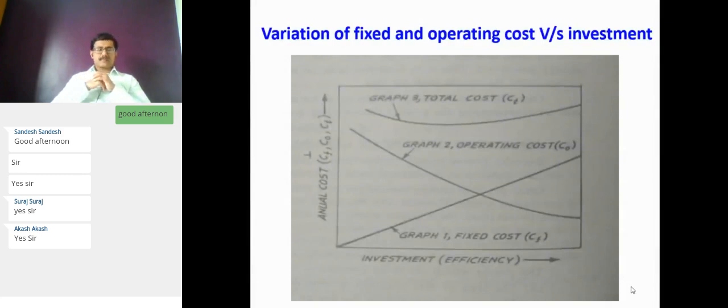On the y-axis, the different types of the annual costs are taken into consideration. The 3 costs are mentioned in their bracket on the y-axis. CF, that is the fixed cost, CO operating cost, and CT, that is nothing but the total cost. So draw this diagram, draw this curve, and then we can make a few comments on the variations which can be seen on x against the y-axis.